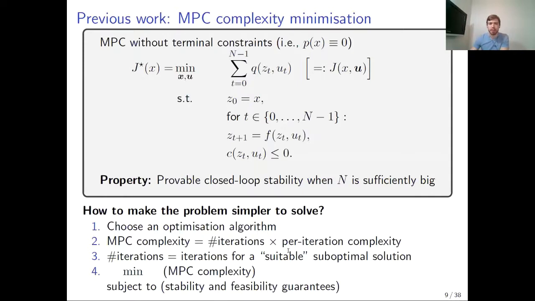So let's say we want to make the problem simpler to solve, and we have an optimization algorithm. We have an estimate for algorithmic complexity. It might be worst case complexity or empirical complexity or expected complexity, whatever you want. We define the MPC complexity as the number of iterations we need to take with our optimization algorithm multiplied by the per iteration complexity. And the problem will be to minimize the MPC complexity subject to stability and feasibility guarantees.